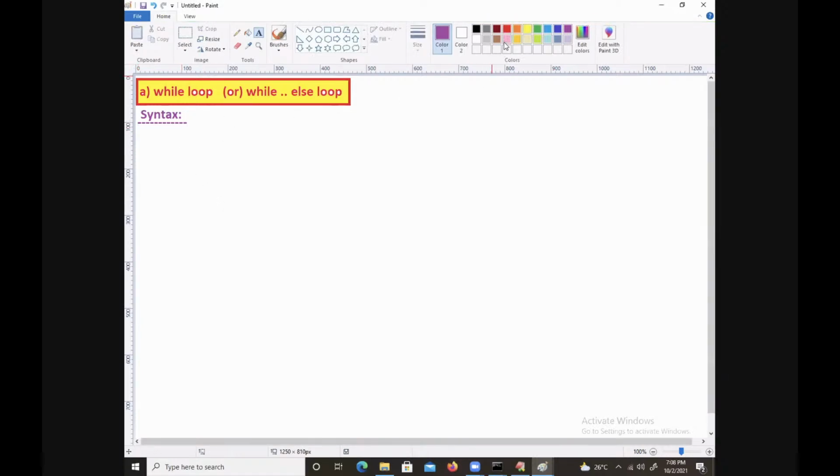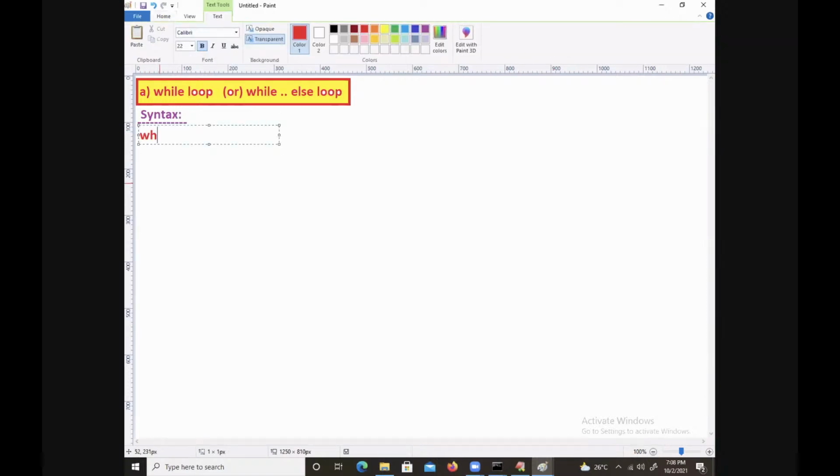Look at this. Previously we used a keyword called if, a keyword called else, and a keyword called elif. Like that, here also we have the keyword called while. I will write two syntaxes, in the same place.